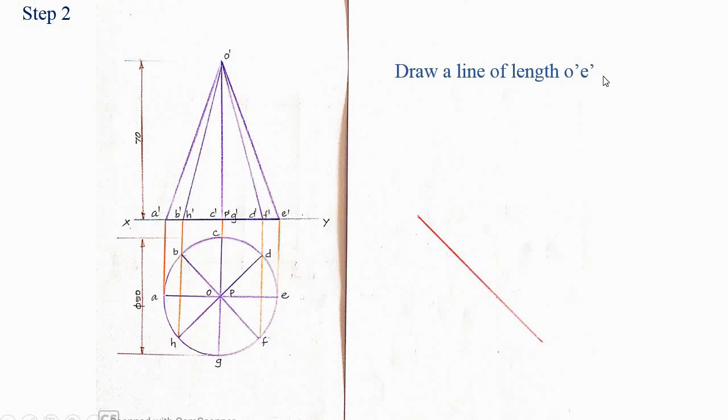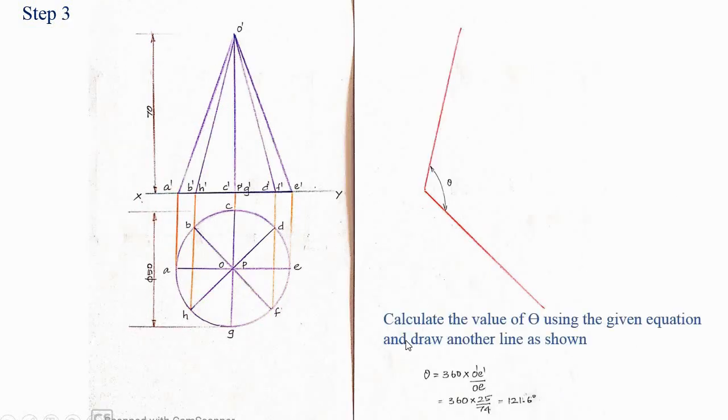As the first step of the development, you draw a line anywhere on the plane, at any angle. You draw an inclined line of length O dash E dash. In the next step, you calculate the value of theta. What is theta? Already we have seen the equation. Theta is equal to 360 into radius divided by slant edge. Here is a small mistake: it is OE divided by O dash E dash. Please note it. Theta is equal to 360 into OE divided by O dash E dash.